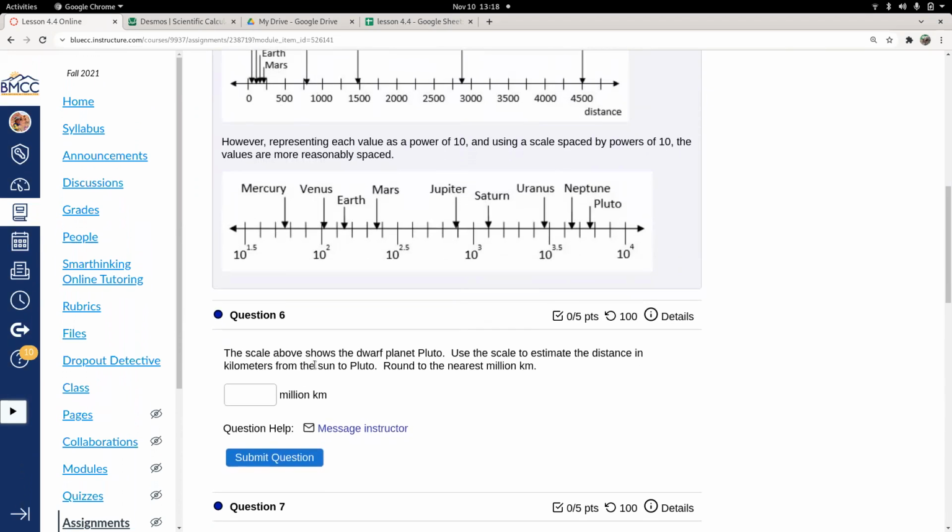Okay, so the scale above shows the dwarf planet Pluto. Use the scale to estimate the distance in kilometers from the sun to Pluto. Okay, so what power is Pluto at here? Well, let's guess. So this is 3.5, that's 3.6, 3.7, 3.8. So it's somewhere in between 3.7 and 3.8, not quite in the middle. So 3.7, 3.8, 3.77 maybe. That's the power.